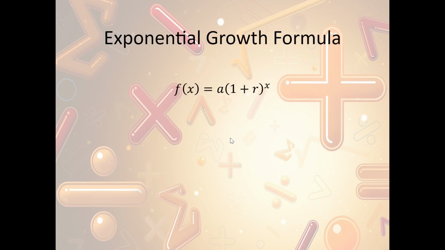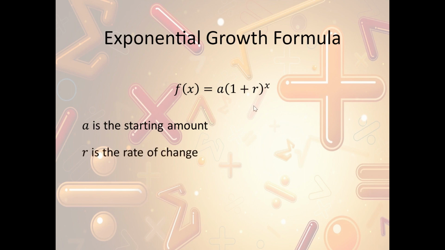Now, what is the exponential growth formula? The exponential growth formula is f of x, or y, is equal to a times (1 plus r) to the x power. So A is our starting amount. That's how much we start with. If we were talking about money in a bank account, that's how much money we put into the account.